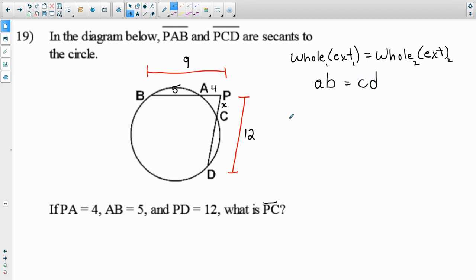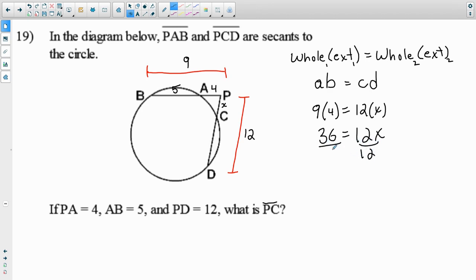So now all we got to do is substitute. Let's start with this one up here. Here we have the whole, which is 9, times its exterior part, which is 4, will be equal to the whole of the other, which is 12, times its exterior part, which is what we're looking for, our X. So quite simply, 36 is equal to 12X.